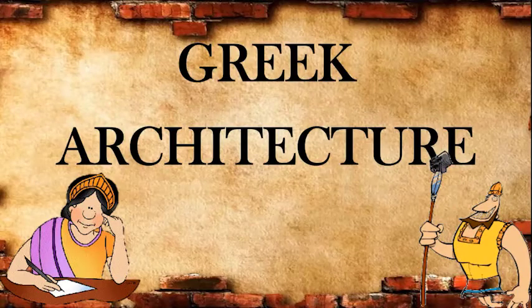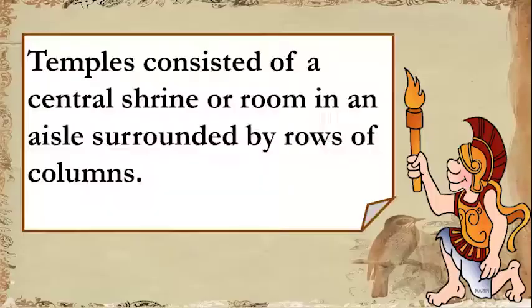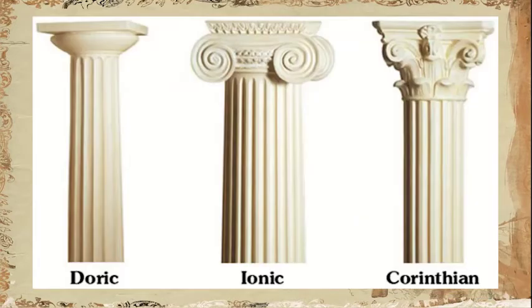Now let's move on to Greek architecture. Here, temples consisted of a central shrine or room in an aisle surrounded by rows of columns. So there are 3 architectural styles or orders: Doric, Ionic, and Corinthian.